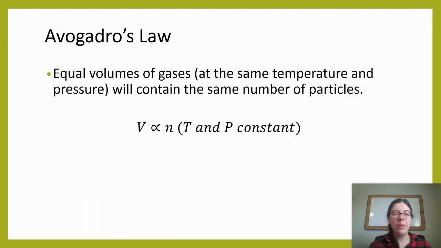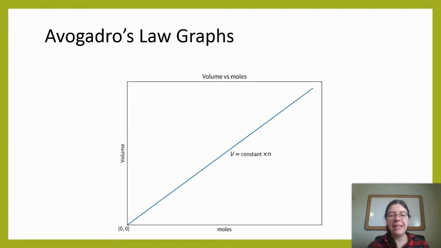The graph of this is a nice straight line, just like we've had with Charles's law and also with Gay-Lussac's law. So we have that nice linear relationship between volume and moles. As the number of moles increases, the volume also increases, and vice versa. As the number of moles decreases, the volume will also decrease.